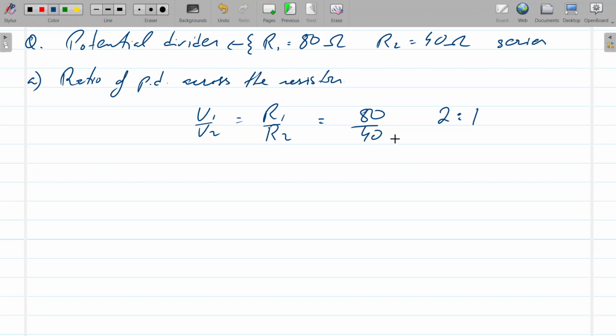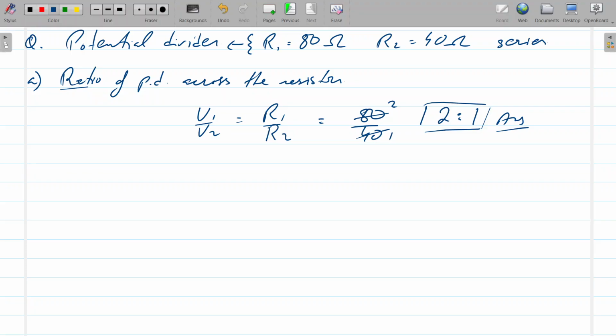Does this make sense? Yes. All right, this is 1, this is 2. So the ratio of the potential difference is 2:1. Right, and because they're asking you for the ratio, this is your answer.